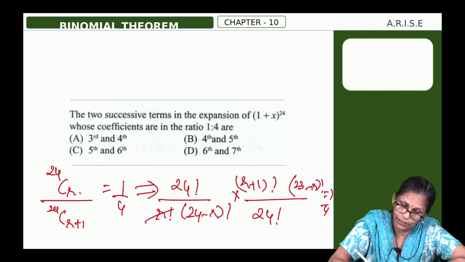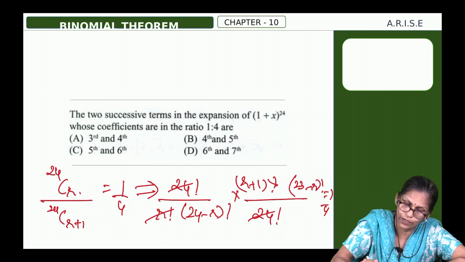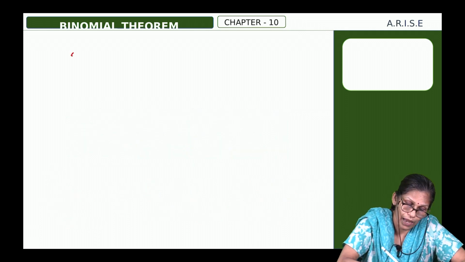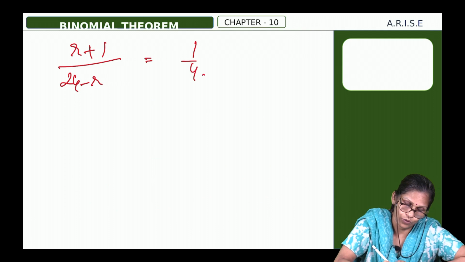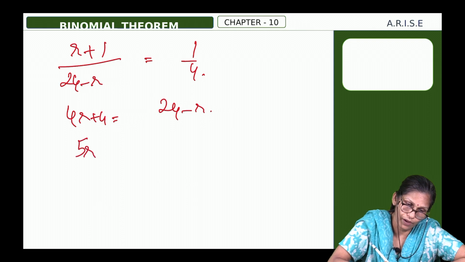So, this will go, 24 factorial will cancel, (23 − r) factorial being 1 less than (24 − r) factorial. So, that is the term in the denominator that will remain. You will have (r + 1) divided by (24 − r) is equal to 1 by 4. So, you have 4r + 4 is 24 − r. So, 5r is 20, r is 4.